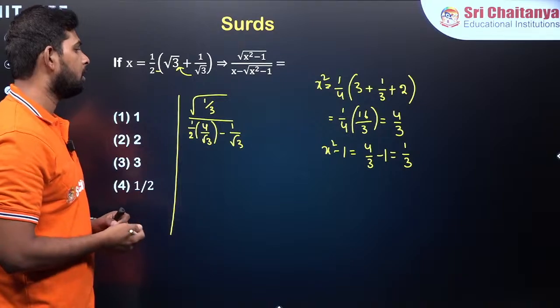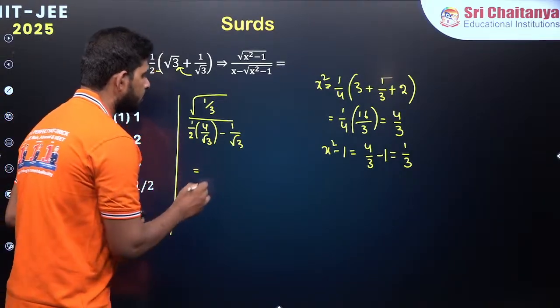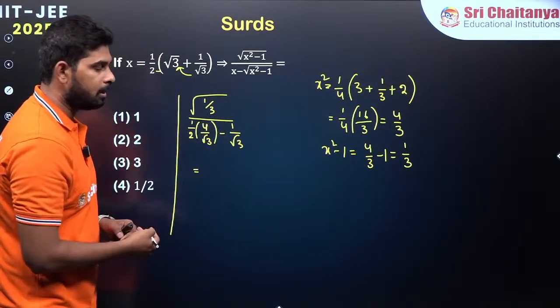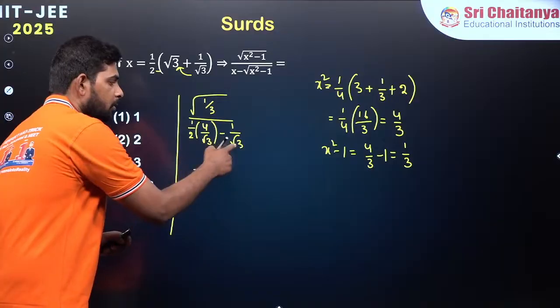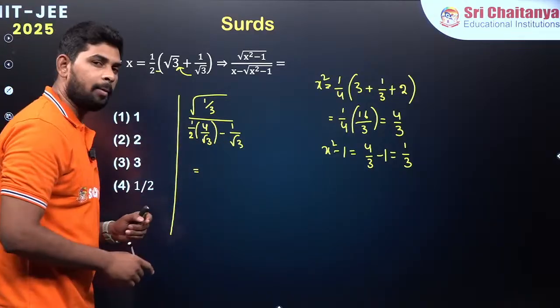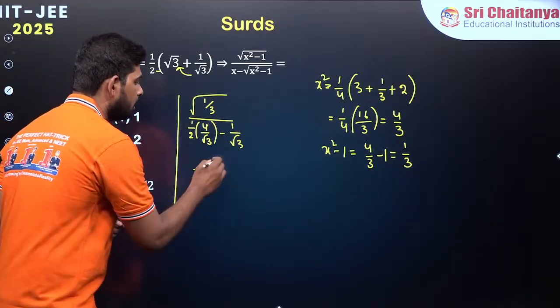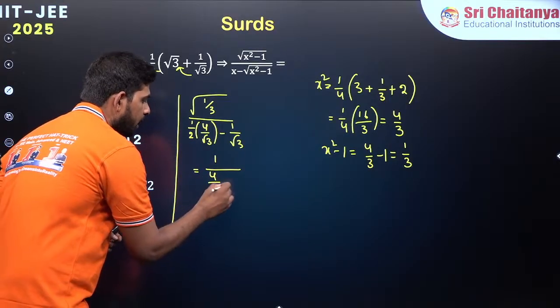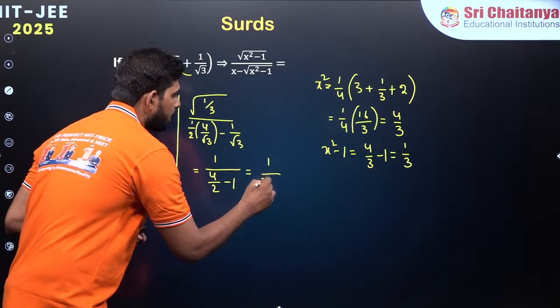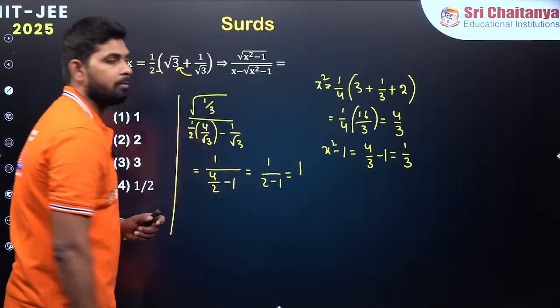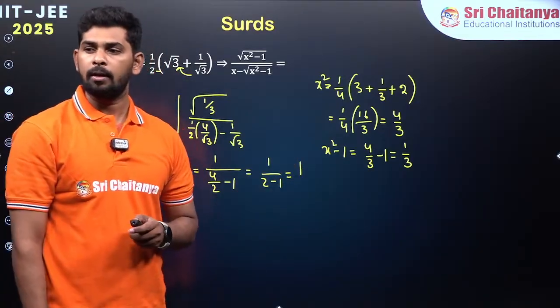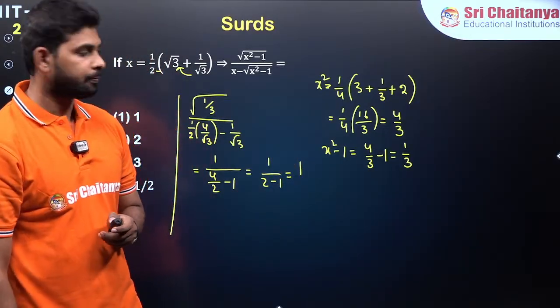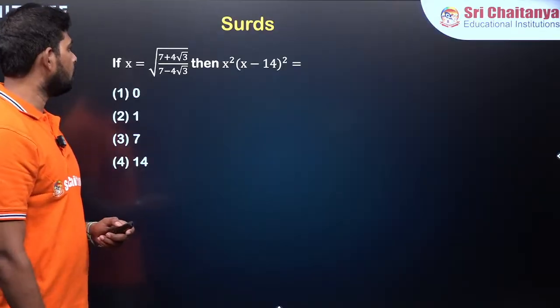I am just substituting 1 by 3. So what do we get here? 1 by 3 is getting cancelled in the numerator and denominator. You can see root 3, same LCM for the denominator, right? So root 3 is getting cancelled. We are left with 1 by 4 by 2 minus 1, which is equal to 1 by 2 minus 1, which is 1. Very good. All of you getting the answer. Very nice. Right? Now let us see this one here.